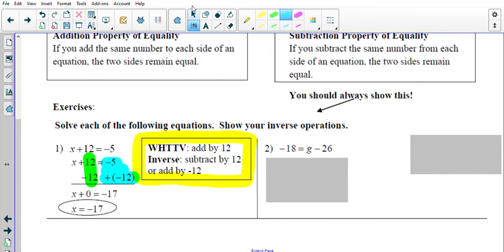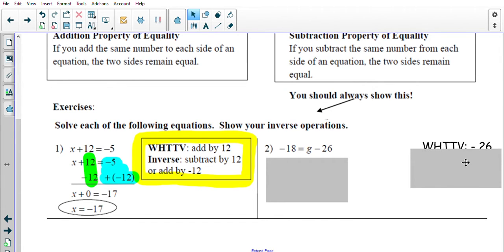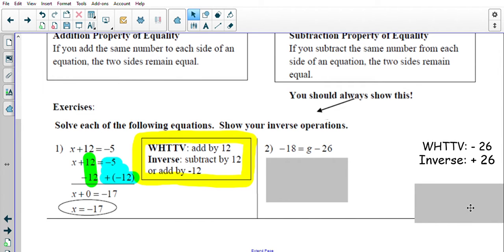All right, number 2, negative 18 equals g minus 26. The thing that's happening to the variable here is we're subtracting by 26. I know it's kind of hard to tell the difference between subtraction and a negative, but again, we're subtracting 26. The inverse of that is to add 26. Remember, you could also subtract a negative.